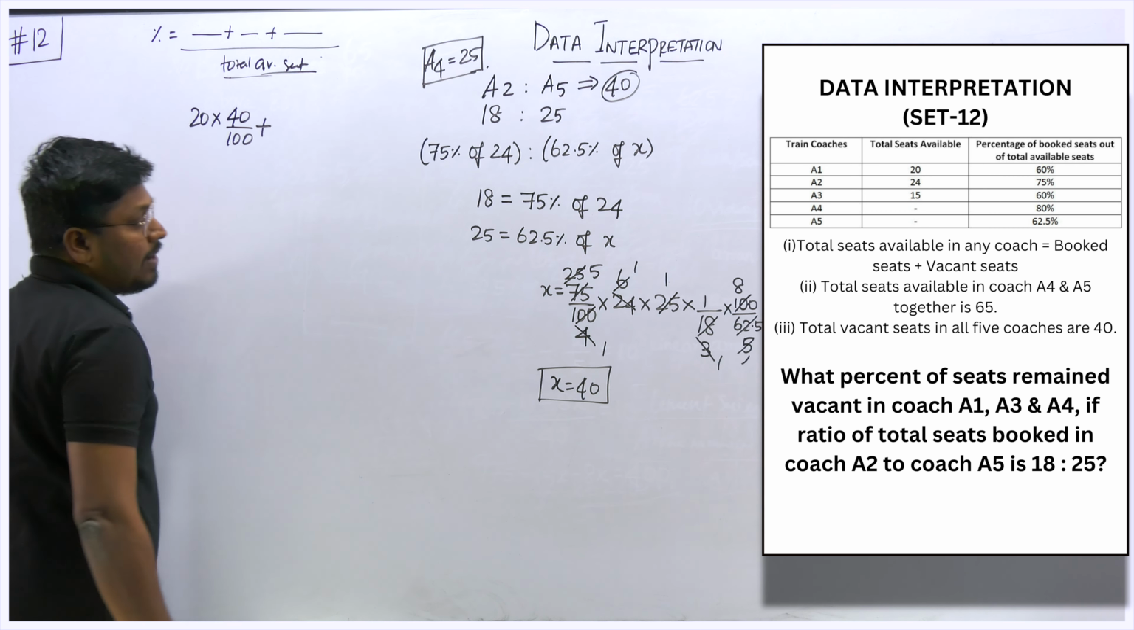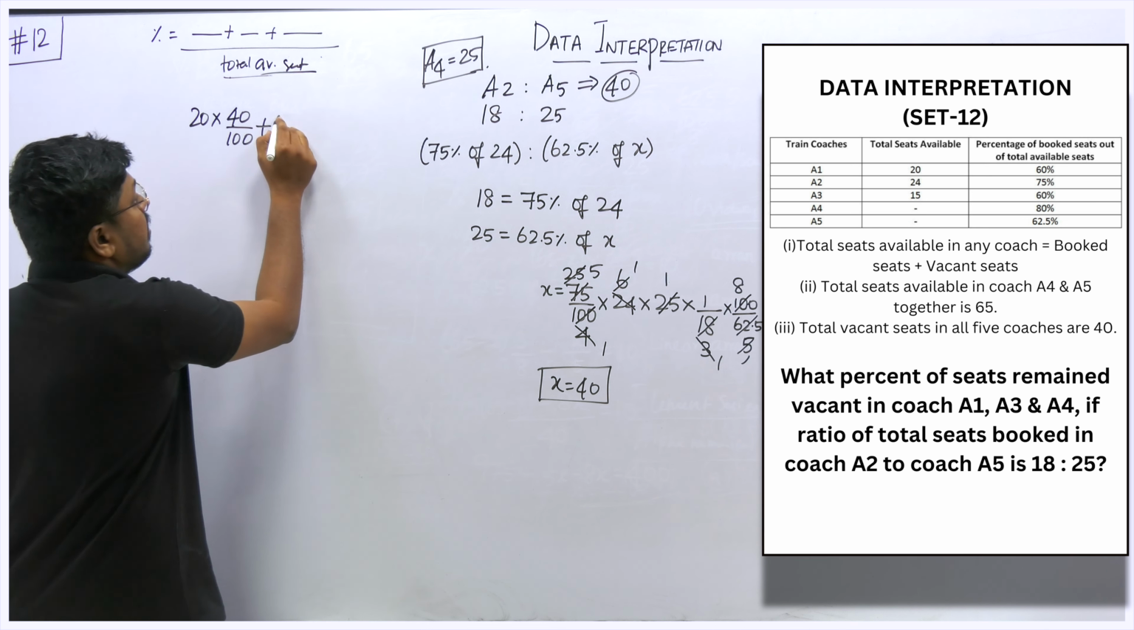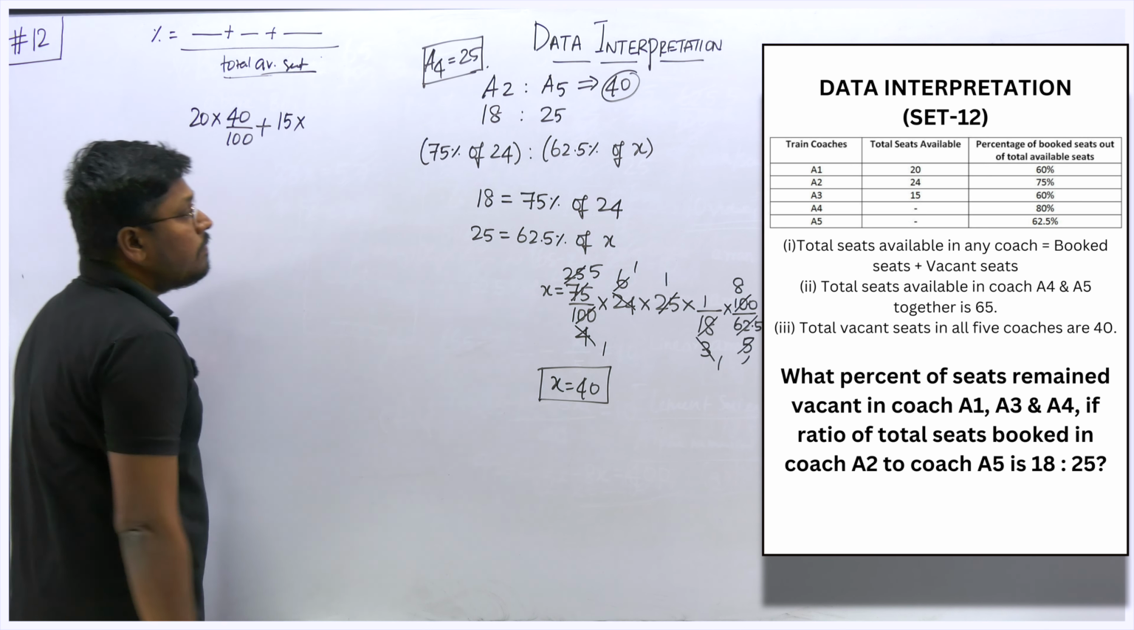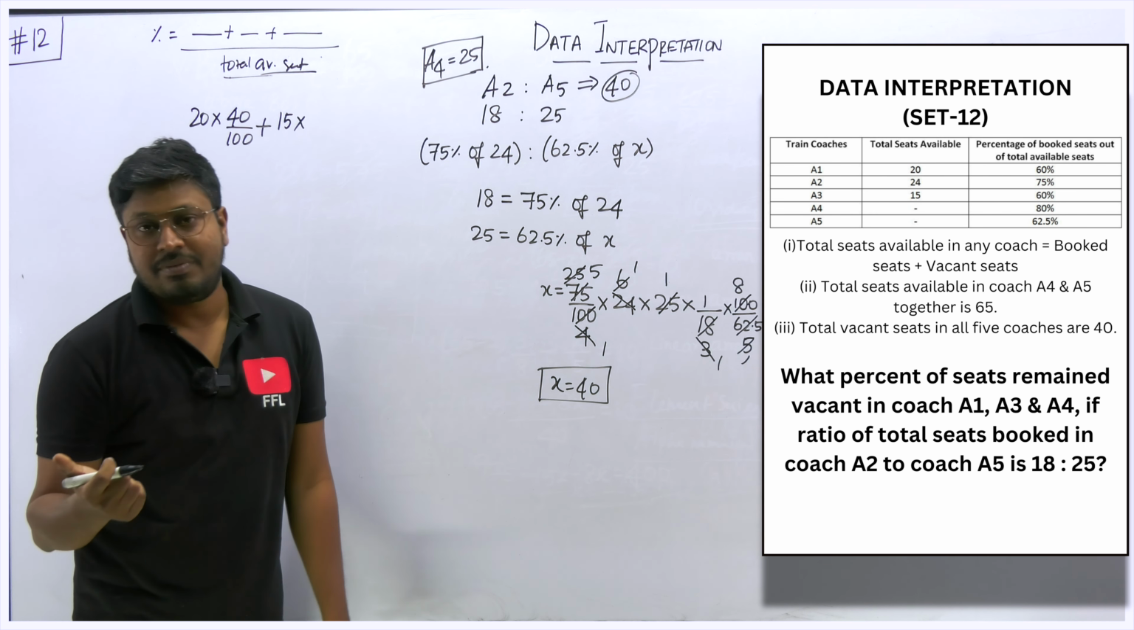Plus the second value, which will be A3. So how much is A3? The total number of seats available is 15. Out of 15, 60% of the seats are booked. So our target is to find the vacant ones.